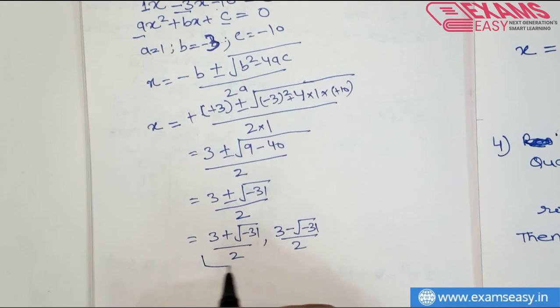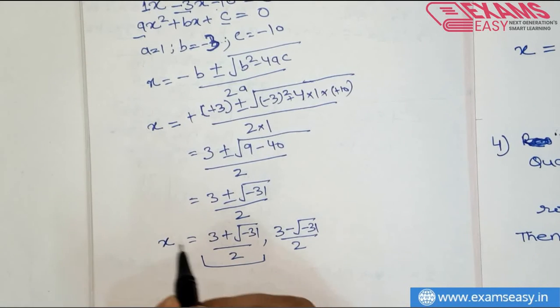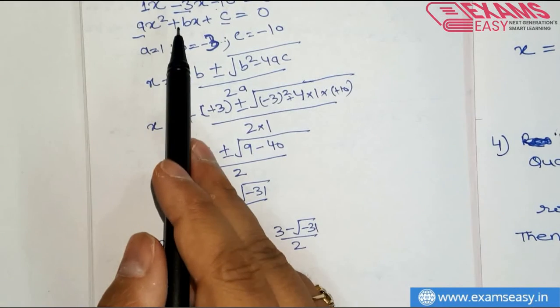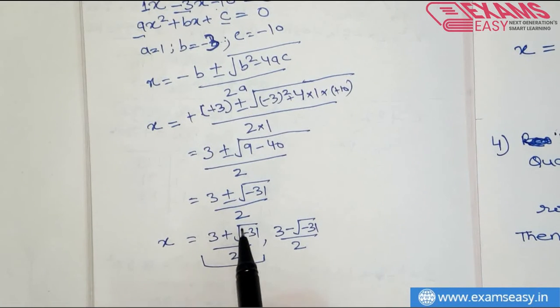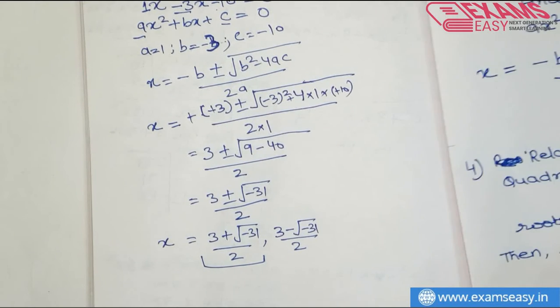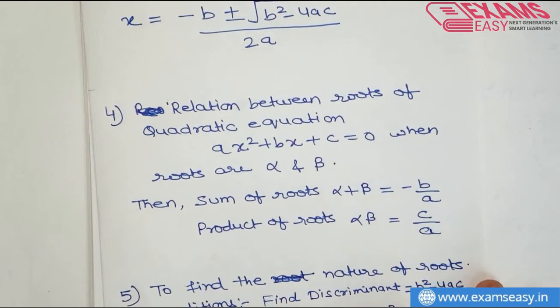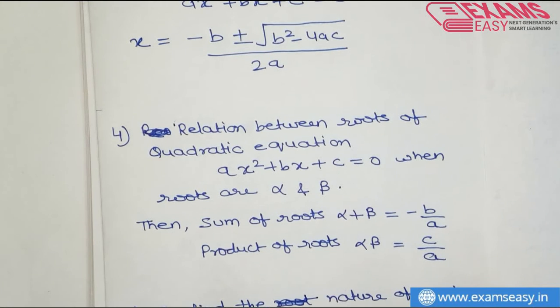So we are getting the solution for x. X has two values for this quadratic equation, 3 plus under root minus 31 by 2 and 3 minus under root minus 31 by 2. So this will be the solution. This way you can use this formula to get the roots of the quadratic equation. Let us move to our next concept.